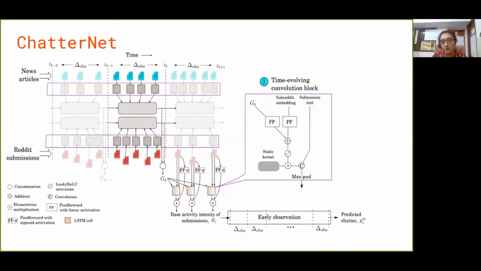The output of this convolution block, when normalized using the average commenting rate for the given subreddit, gives us the base chatter intensity score for the given incoming post. Since all of this computation happens just at the time of arrival of a new post, the base chatter intensity score is effectively our prediction for the zero-shot task.